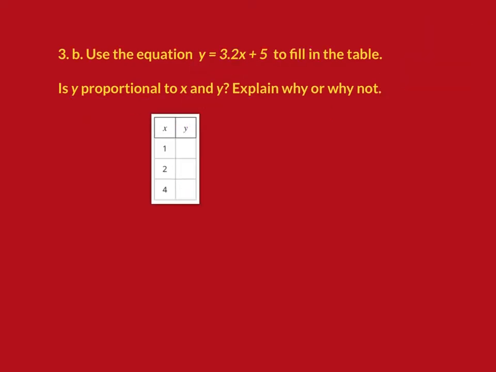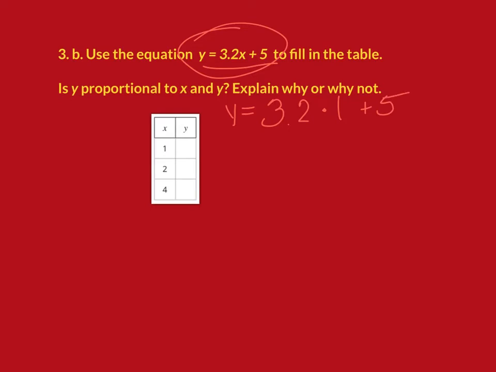Next one is similar to the last one, in that they've given us an equation and we're filling in the table. Okay, so our equation that we're going to be using is y is equal to 3.2x plus 5. Let's not forget that number next to a variable means we multiply. So the very first one, we've got y equals 3.2 times 1 plus 5.